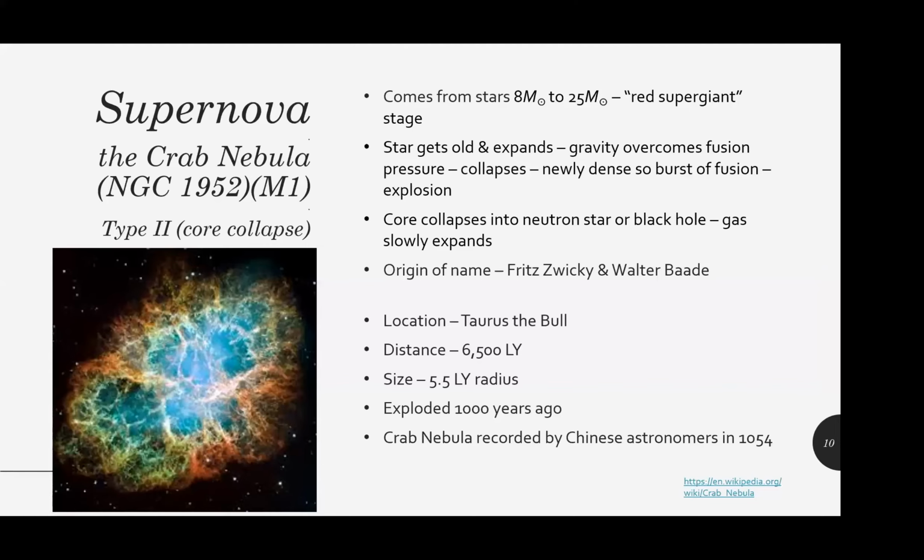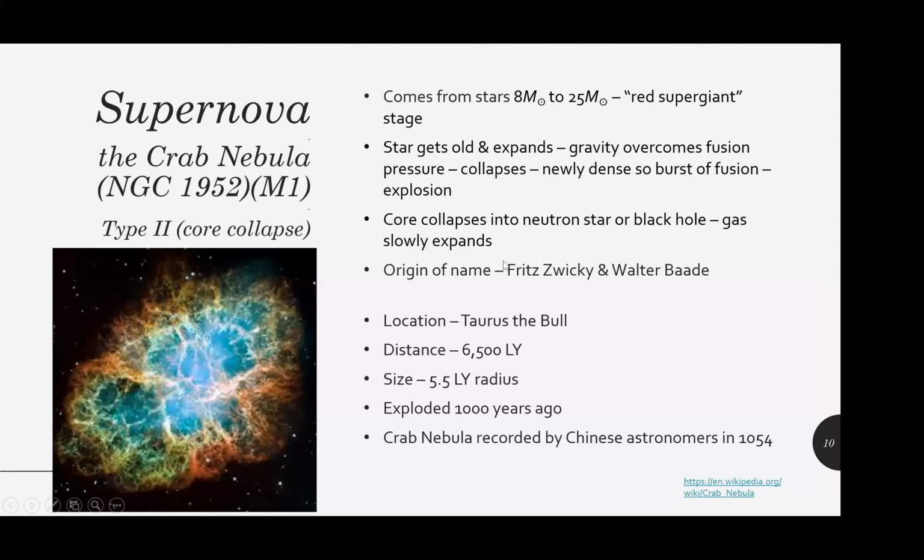Well, in this case, if the mass of the star was 8 to 25 times the mass of our sun, the core will be a neutron star. And if the mass of the star was more than 25 times the mass of our sun, the core will become a black hole. So this is the primary way that black holes are formed in the universe. And the gas on the outside will slowly continue to expand outward.